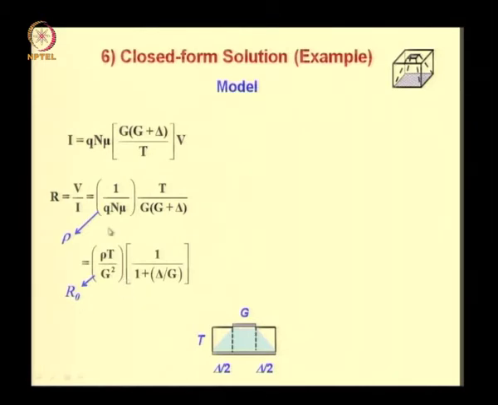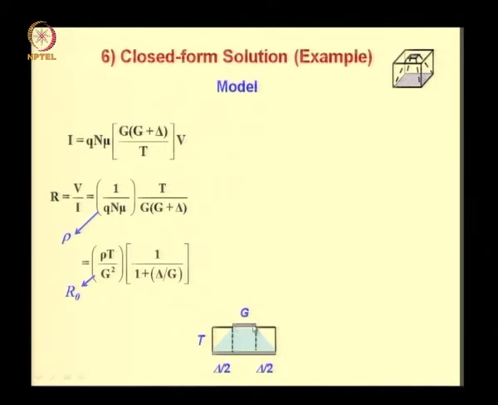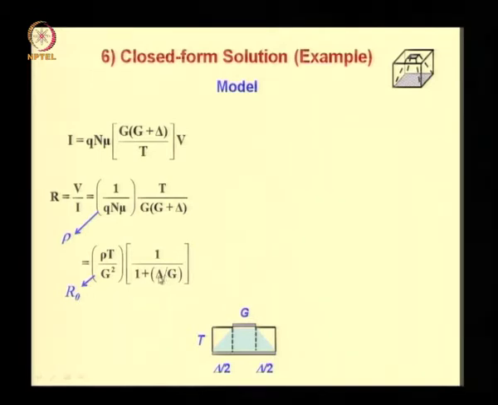You can rewrite this same formula in this form, which is physically more appealing, where you recognize the fact that rho t by g square represents the resistance of the spreading resistor when the size of the bottom contact is equal to the size of the top contact. When delta is 0, you have a one dimensional resistor with contact area equal to the top contact area. So that is why it is represented as R suffix 0, where 0 implies the value delta is equal to 0.